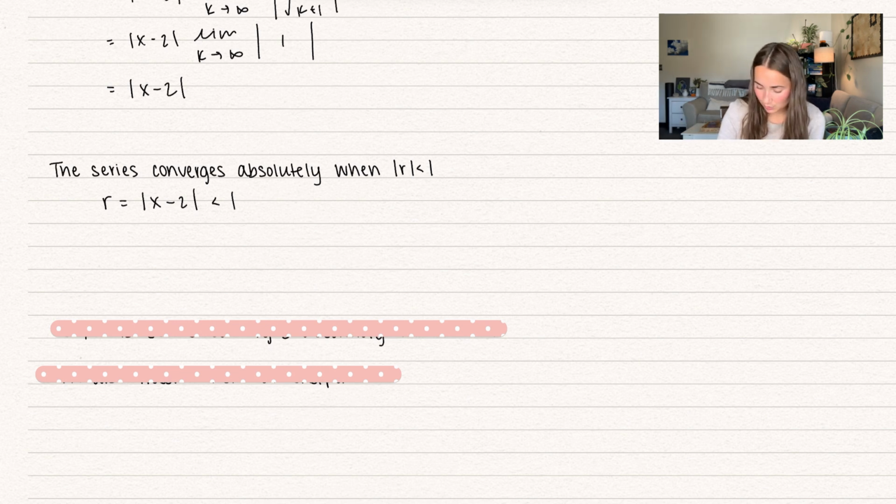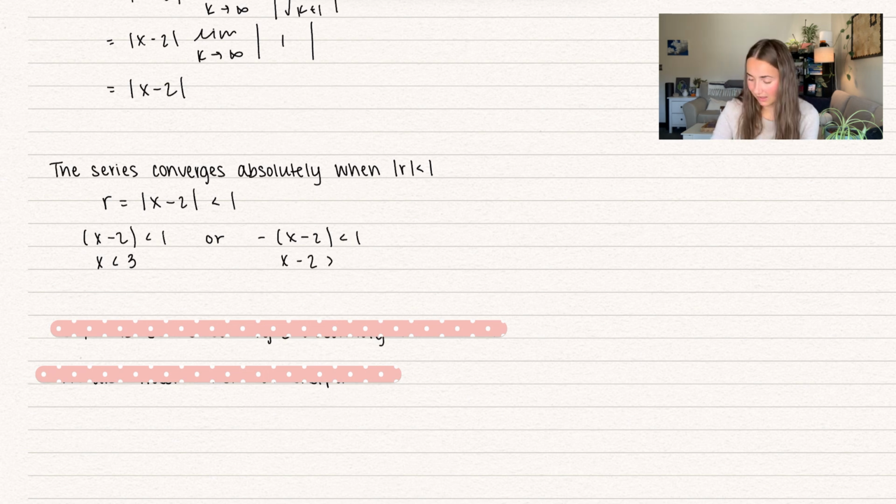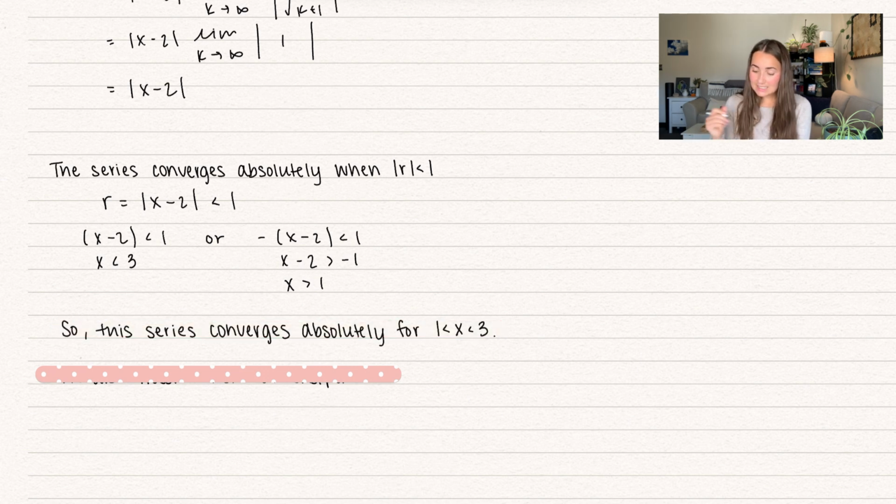So this is going to give me two cases, right? We have x minus 2 is less than 1, or we have negative (x minus 2) is less than 1. So here, if I solve for x, I just add that 2 over. I get x is going to be less than 3. Now, if I multiply that negative 1 over, I have to switch the sign of the inequality. So we have x minus 2 is greater than negative 1. Adding 2 to both sides, I get x is greater than 1. So what does this tell us? It tells us that the series converges absolutely when x is between 1 and 3.